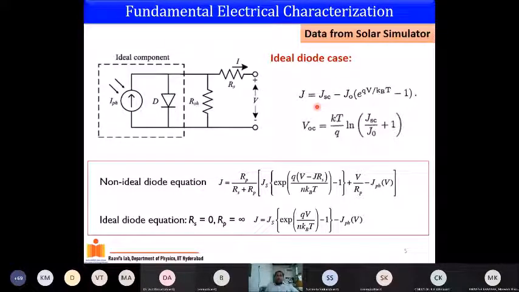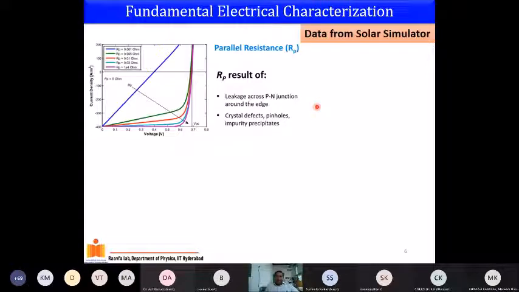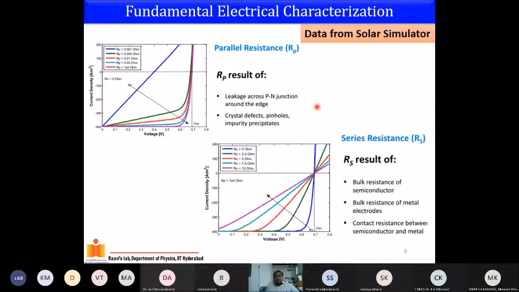Now we have discussed in detail what the parallel resistance is and what the reason for it is. One is the leakage across the PN junction around the edge, crystal defects, pinholes, and impurity precipitates. And series resistance is the result of the bulk resistance of the metal electrode and the contact resistance between the semiconductor and metal. And this slide is specific to your PN junction solar cell. One can extend this to other solar cell techniques, other solar cell devices.